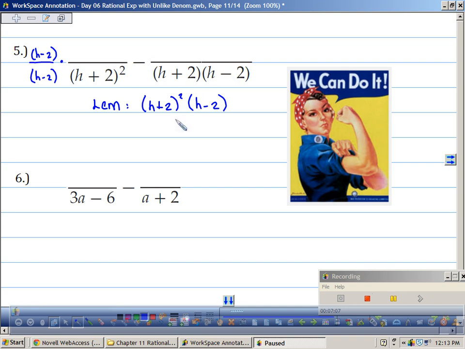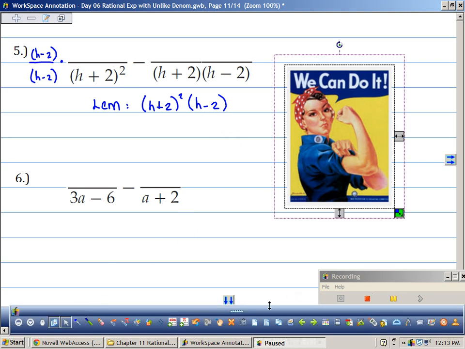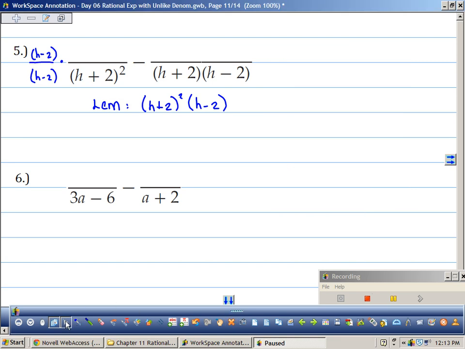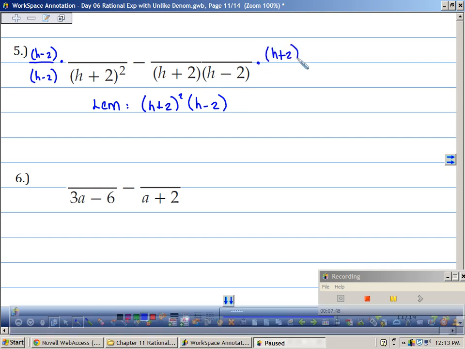Okay, so multiply H minus 2 there, like the LCM, right? For this one, what do I have to multiply this by? Plus 2? Yep. You see it?